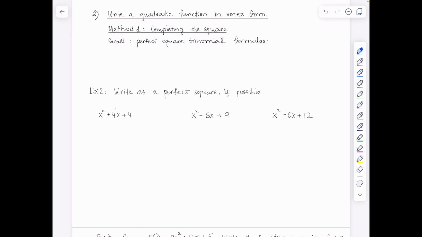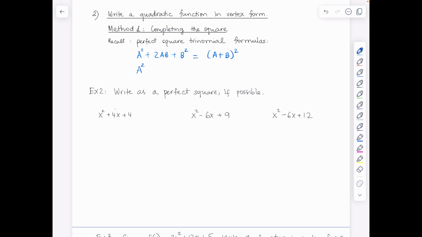Now let's review perfect square trinomial formulas. There are two of them. The first one is a squared plus 2ab plus b squared. If a function can be written in the form where the first term is squared, the second term is squared, and the middle term is twice the product of the two terms, then that means it is a perfect square trinomial, and therefore it can be written in the form (a plus b) squared.